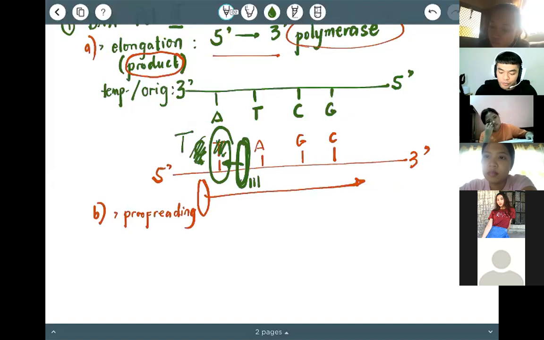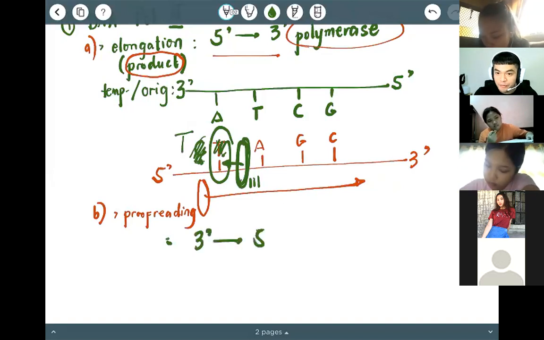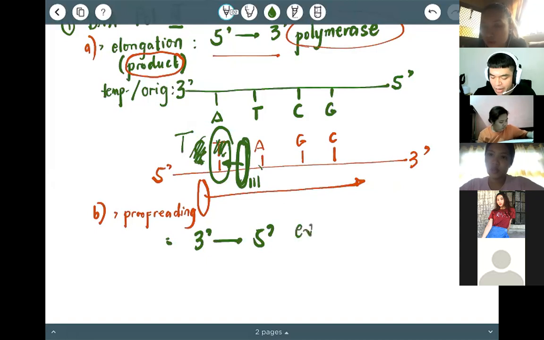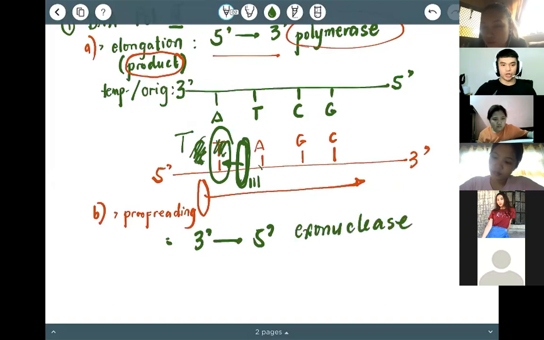Kaya ang proofreading activity niya, pabalik nung template, pabalik nung complementary na ginawa niya. Kaya meron siyang 3 prime to 5 prime, kasi pabalik eh. Nakukuha nyo, 3 to 5. So pag proofread, anong enzymic activity? Polymerase o exonuclease? Okay, so meron siyang 3 prime to 5 prime exonuclease action. Okay? So meron siya ngayong 3 prime to 5 prime exonuclease action.